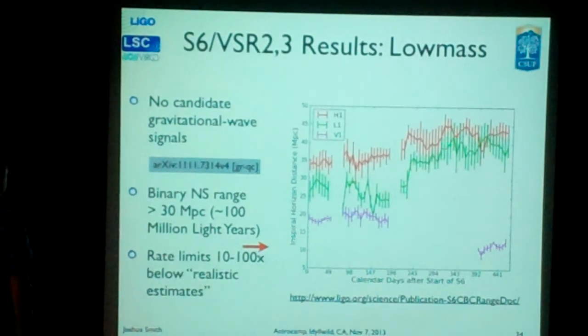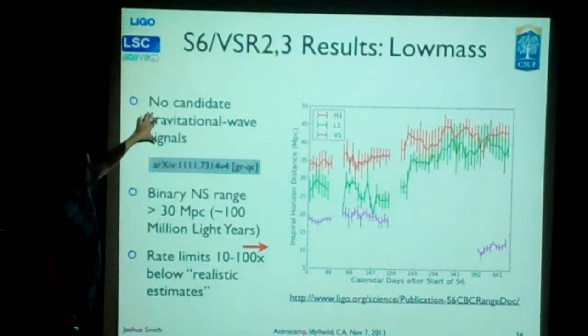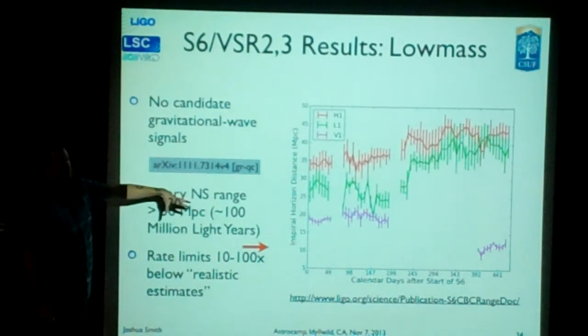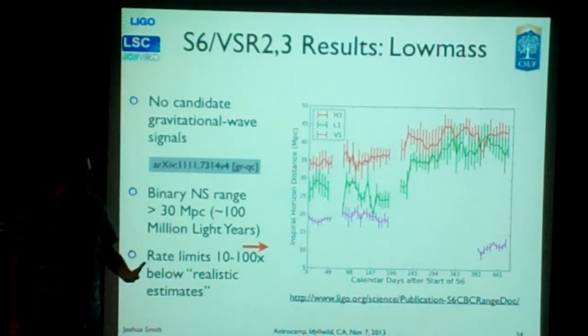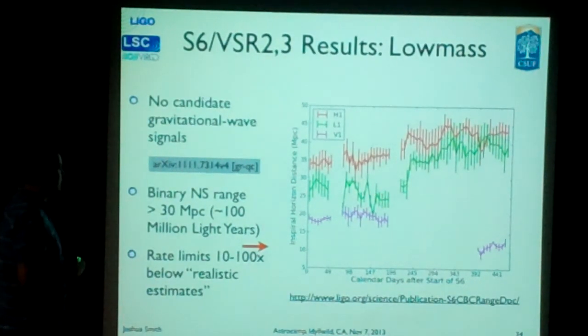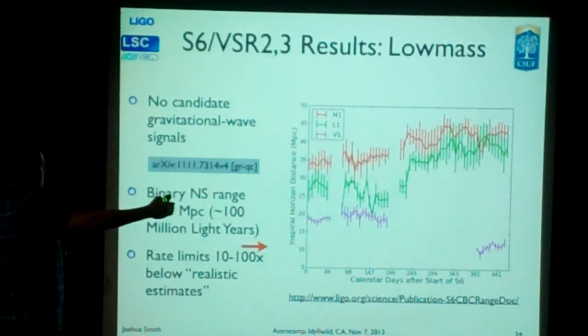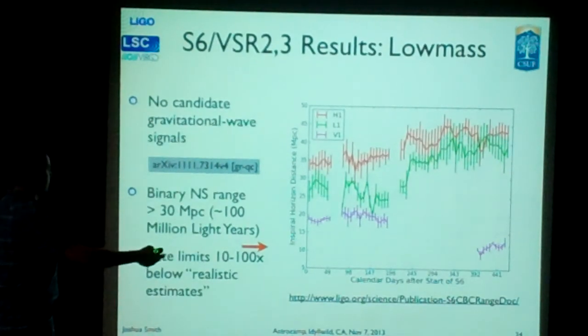So, said a different way, we didn't see anything. There are no candidate gravitational wave signals from these searches. So that was from initial LIGO. We could tell that we could look quite far out into the universe, but we weren't able to see any gravitational wave from these sources.